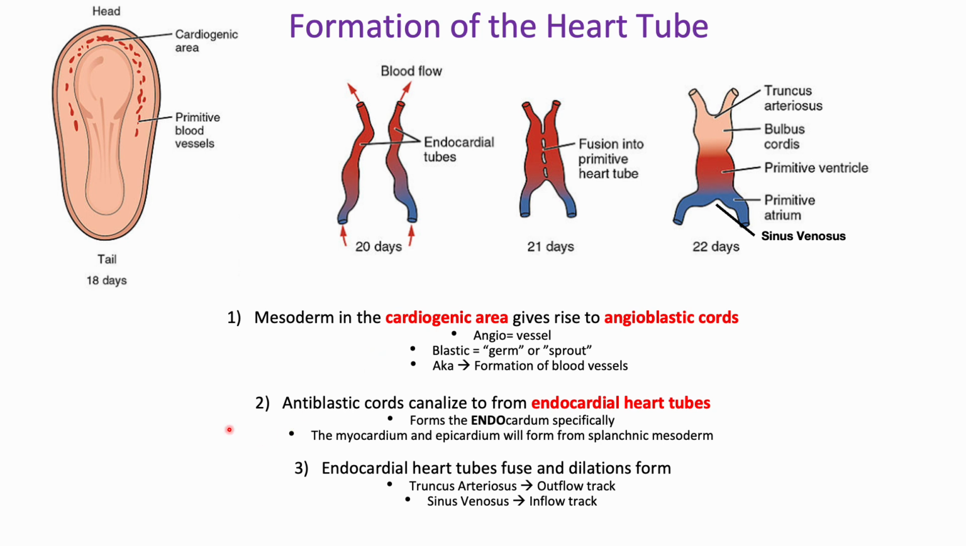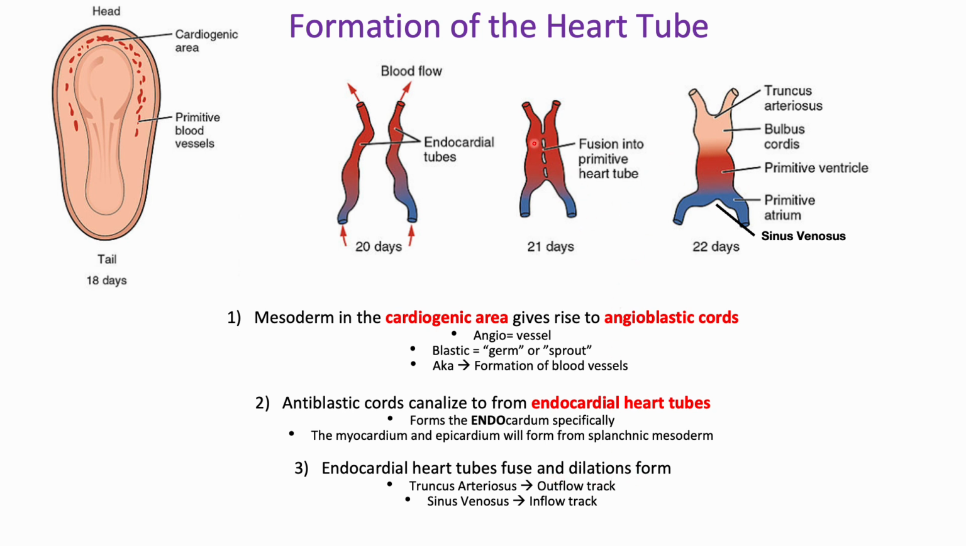So the next thing that has to happen is we have to canalize those angioblastic cords into what we'll call endocardial heart tubes. So now that we have a canal, we're going to have two endocardial heart tubes on either side of the developing embryo. But we know that the heart isn't two separate structures, it's one big organ, so we need to fuse those heart tubes together. So those endocardial tubes are going to fuse, and that fusion is then going to be referred to as the primitive heart tube. Okay, so the endocardial heart tubes fuse, and then eventually we're going to have dilations that are going to form.